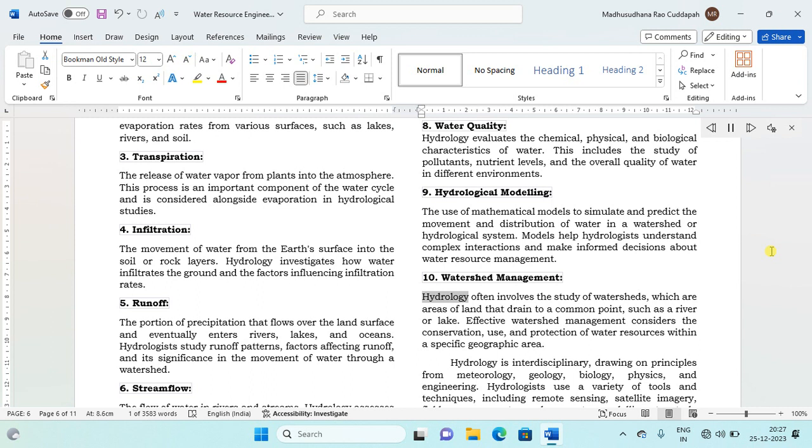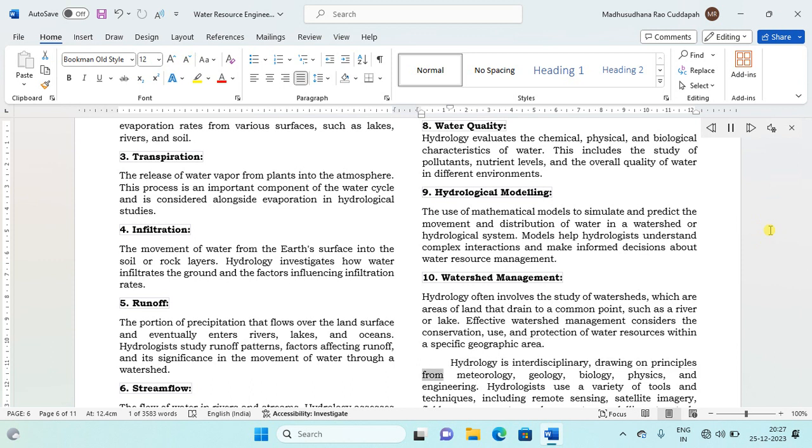10. Watershed management. Hydrology often involves the study of watersheds, which are areas of land that drain to a common point, such as a river or lake. Effective watershed management considers the conservation, use, and protection of water resources within a specific geographic area.